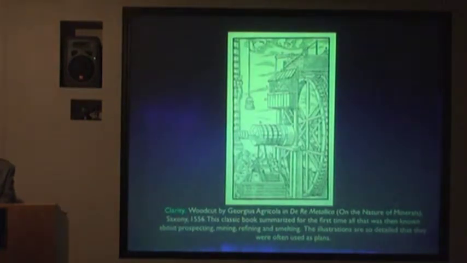This is an example of clarity in an early woodcut. It's a Renaissance book about mining, and the text and the images were so clear and so correct that they were still in use in the early 19th century.